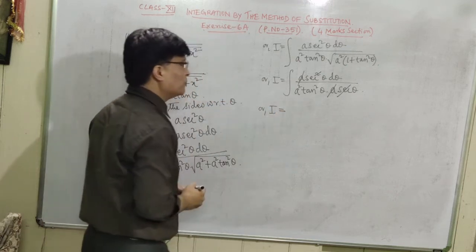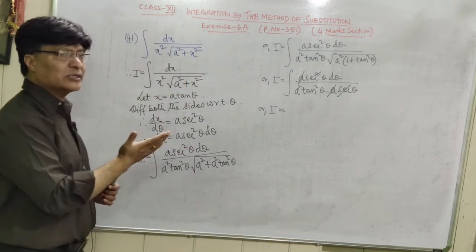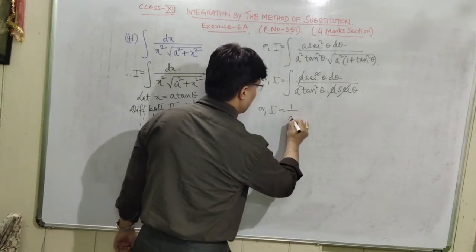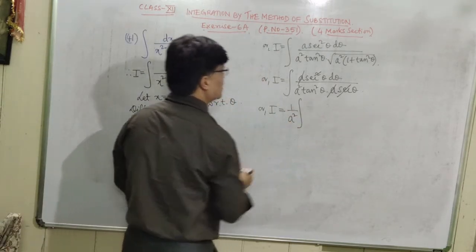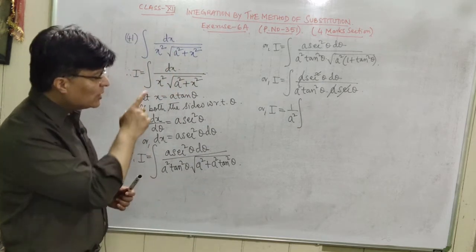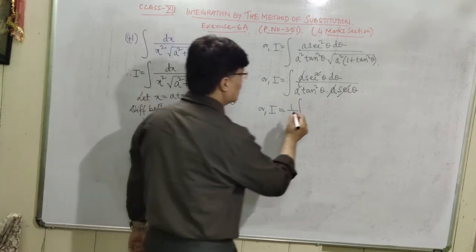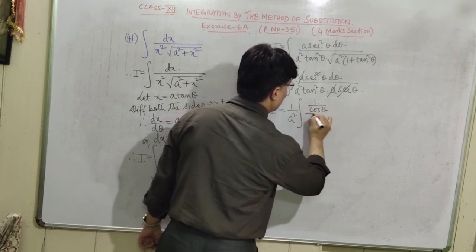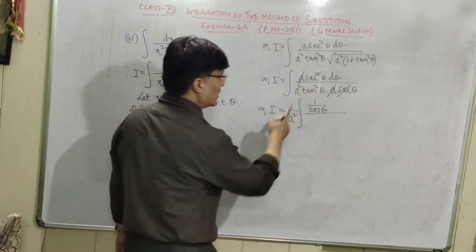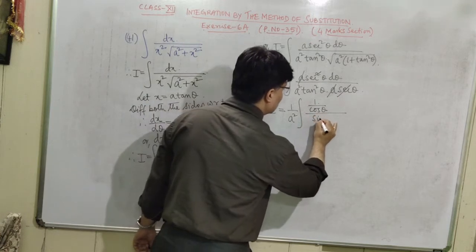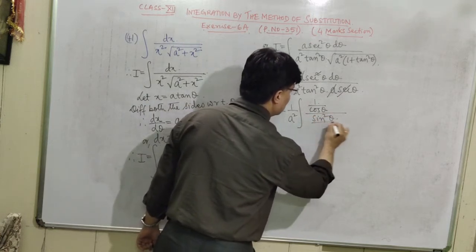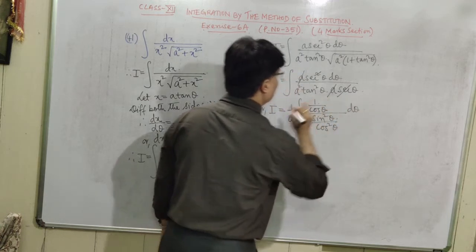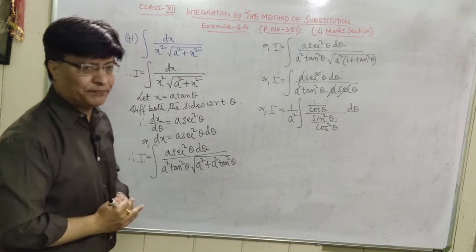I is equal to, you can take the constant term outside the integration. So it is 1 by a square integration of, now there is only sec theta. Let us convert into cos. It is 1 by cos theta. And what about this tan square theta? How can you write this tan square theta? It is sin square theta by cos square theta. Then you write d theta.